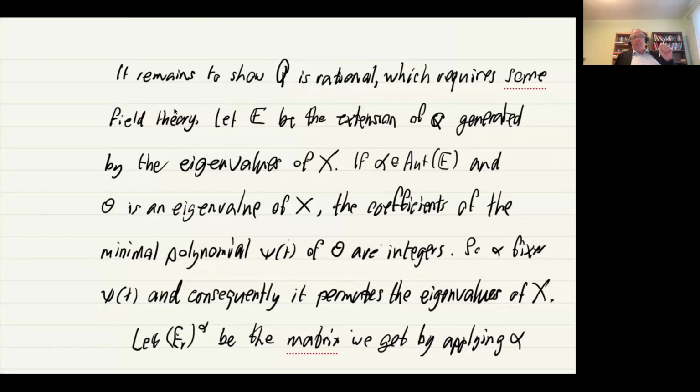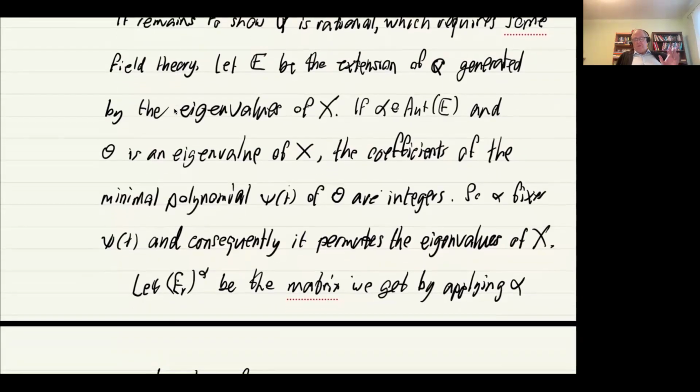I mean, you've got (t minus theta_1)(t minus theta_2). The only thing that alpha can do to preserve it when it acts on the field entries is permute them. So it permutes the roots of the minimal polynomial, and from that it follows that alpha permutes the eigenvalues of the graph. Because it does this for the minimal polynomial of any of the roots, alpha just permutes the eigenvalues in orbits in some fashion.